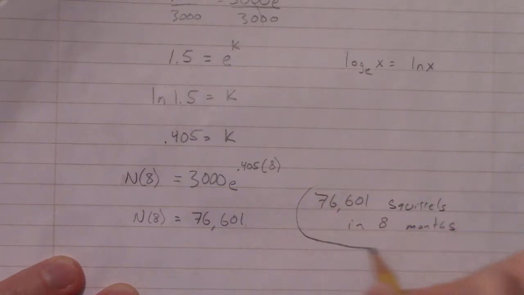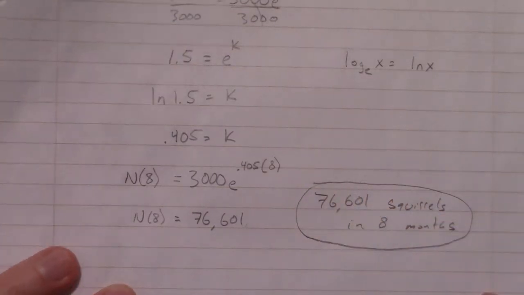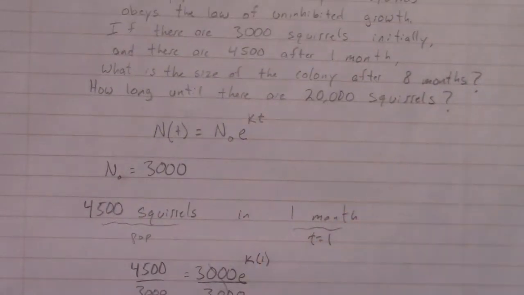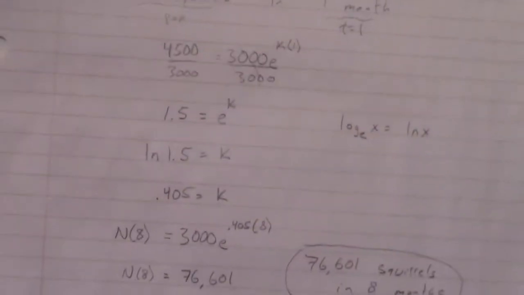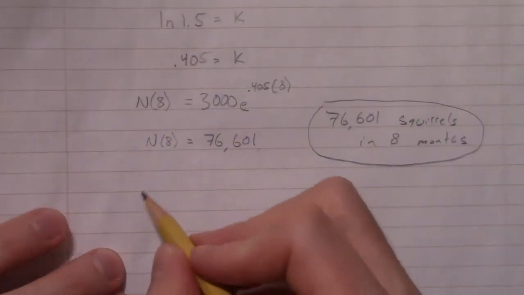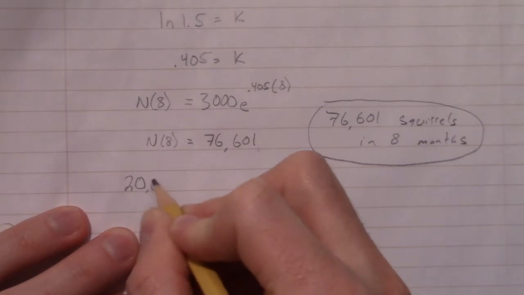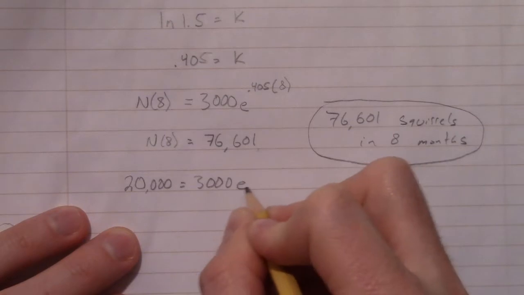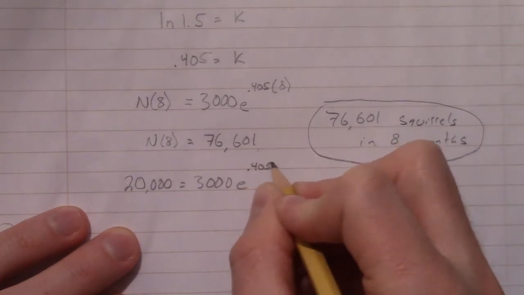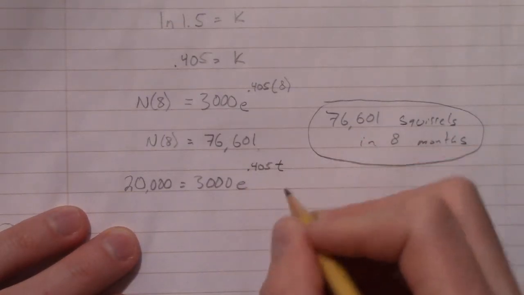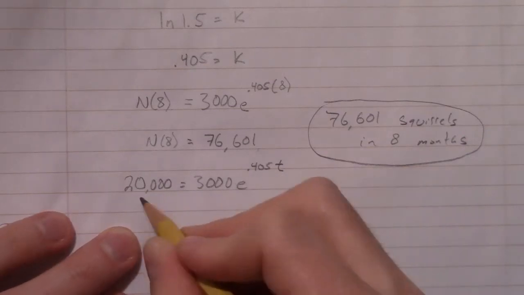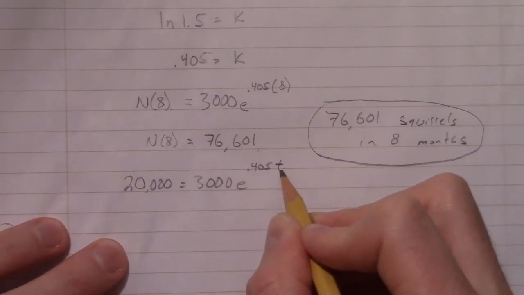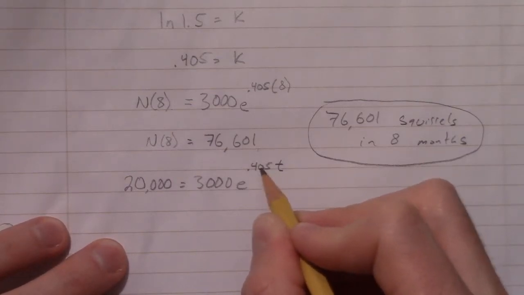All right. Next part of the question says, how long until there are 20,000 squirrels? So now we know how much there will be in the future, 20,000. And the question is asking, when will this initial amount of 3,000 squirrels grow to be at this particular growth rate? How long will that take to get 20,000 squirrels? So I have my growth rate from before, and I'm just trying to find t now.